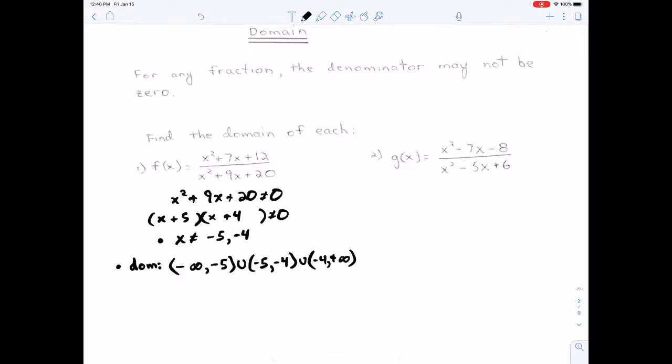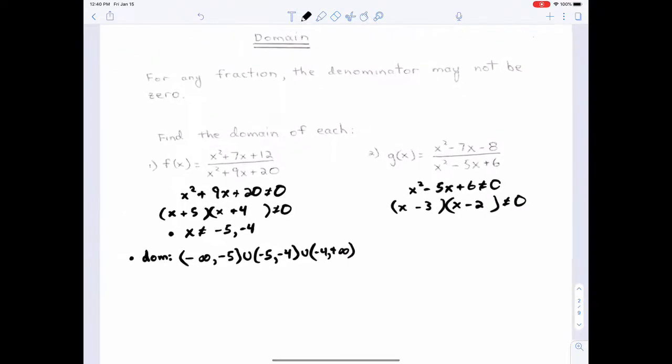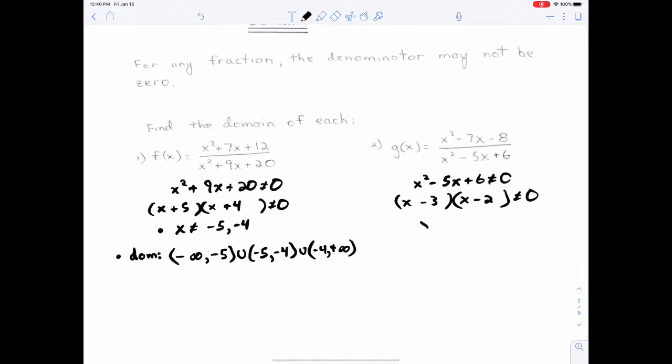Let's take a look at number 2. Again, we take the denominator and say it's not equal to 0. Fine, so let's factor it. What times what is going to give us x squared? x times x. What times what is going to give us 6? Let's try a negative 3 and a negative 2. Fine. So x cannot be 3 and 2. Then what's the domain?